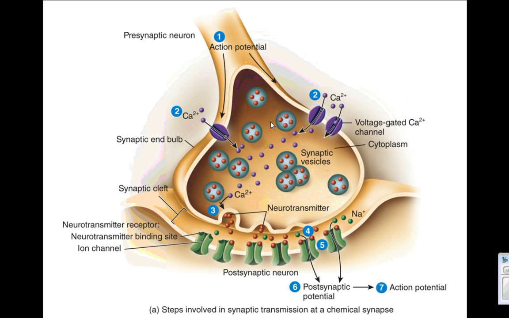Calcium triggers the movement of these bubbles, what we call synaptic vesicles. If you look inside these bubbles, there are these little red dots, which are the chemical messengers, what we call neurotransmitters. Those vesicles will move to the presynaptic membrane, which faces the cleft. And then they fuse with that membrane and spit the neurotransmitters out by exocytosis.